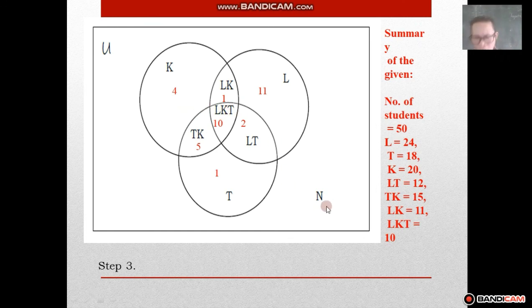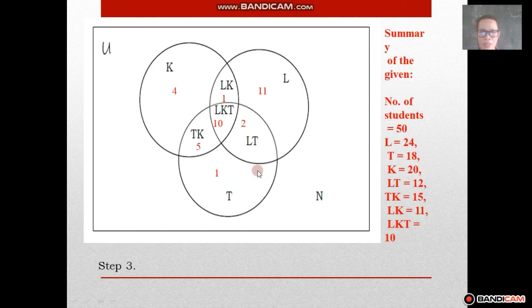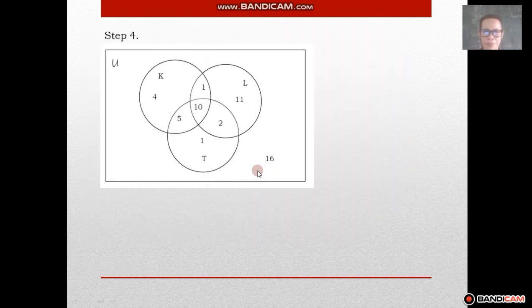Then, for N, how to determine this one? Very simple. Just add everything here, then the total will be subtracted from the overall total of students. The total here is 34, so 50 minus 34, and N therefore is 16. Okay, this is it, 16.